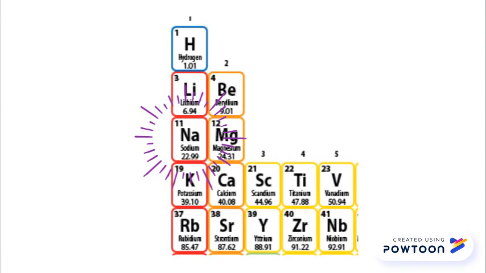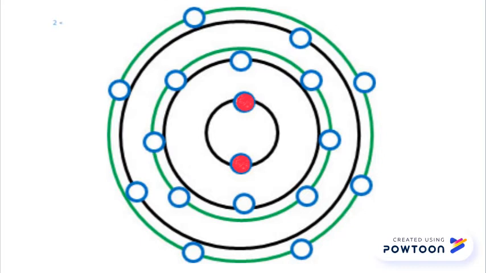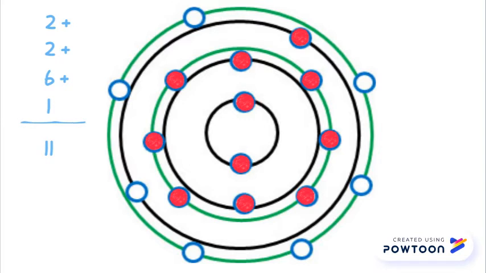Sodium has 11 electrons. We can place 2 in the 1s orbital, 2 more in the 2s orbital, and 6 electrons in the p orbitals. We are left with only 1 electron that we can place in the next s orbital. This last electron is the only one in the outermost shell, and it is the valence electron.